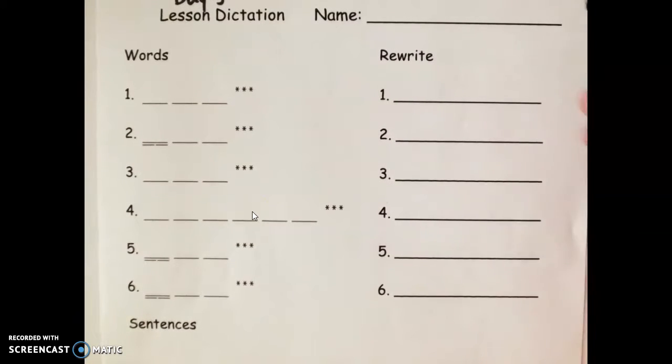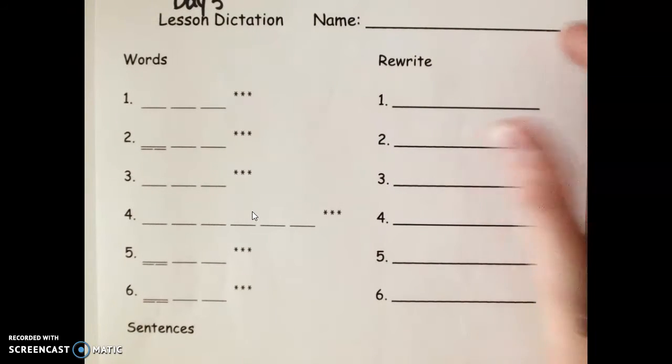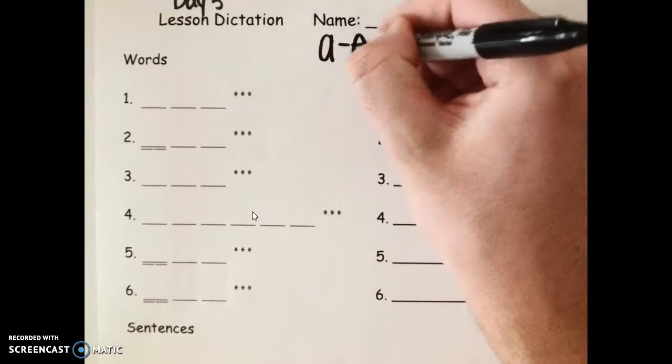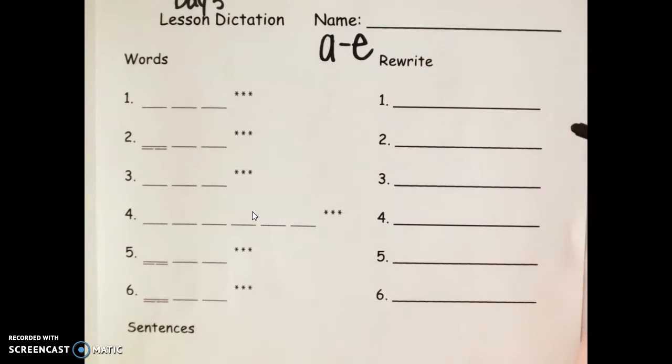Hey, follow along as I do today's dictation. We're going to continue working on A magic E today. The first word we're going to write is bake.